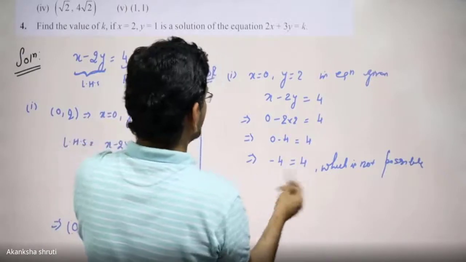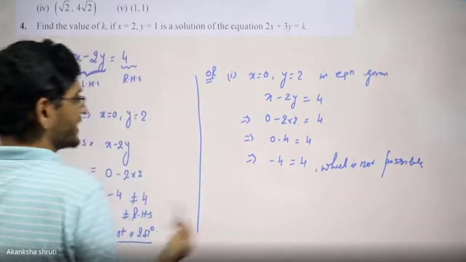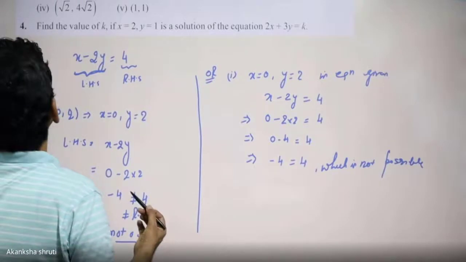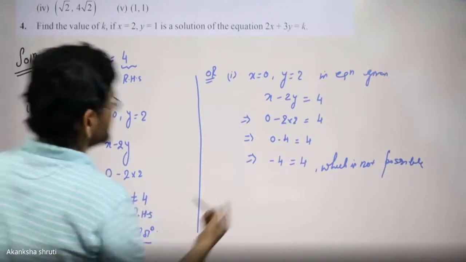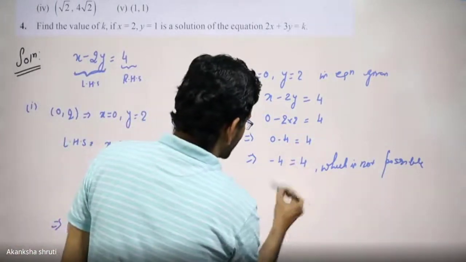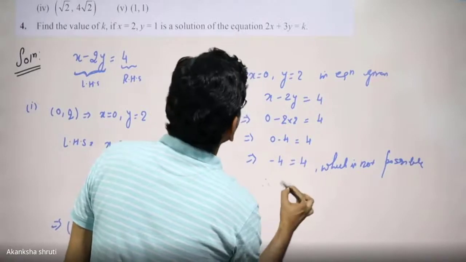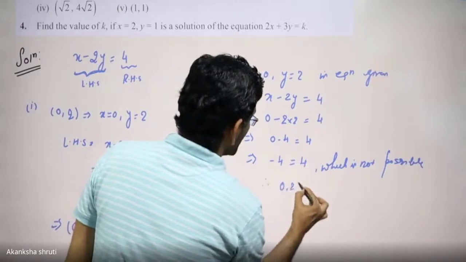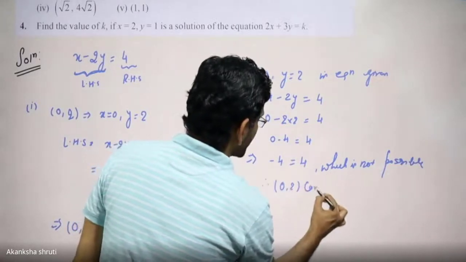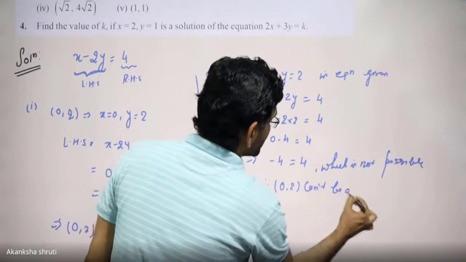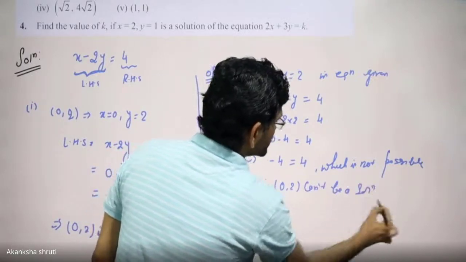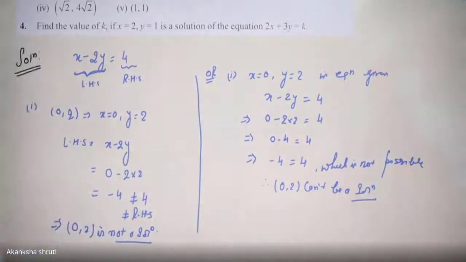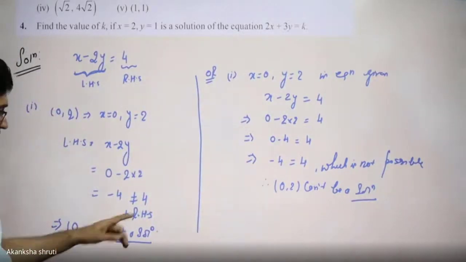If it is coming 4 on both sides, then that could be the possibility. Otherwise, the mathematical equation is violated. So therefore, (0, 2) cannot be a solution. Students, you can either take the LHS, substitute it, and try to get the RHS.